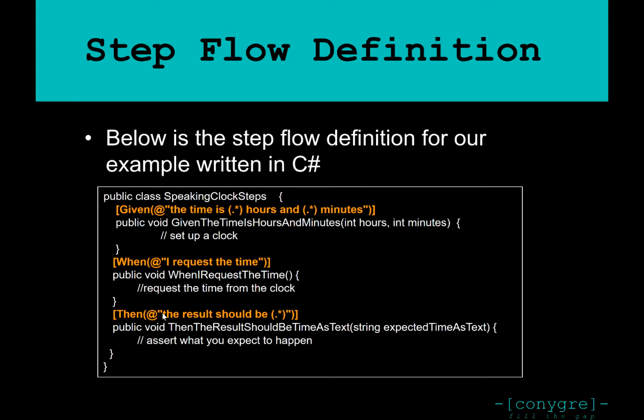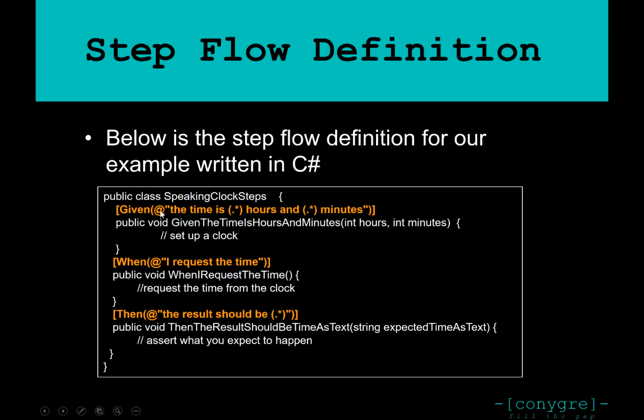We can see 3 methods, one for given, one for when, and one for then. And you can see we use attributes above these methods to specify what they're for. So givens, whens, and thens. And we can also see regular expressions. You see these text values here. These are regex or regular expressions. So there's a string pattern matching technology if you're not familiar with it.